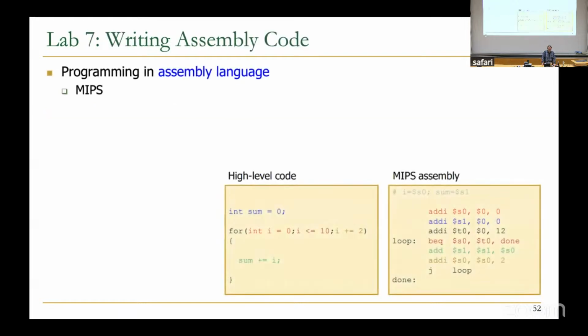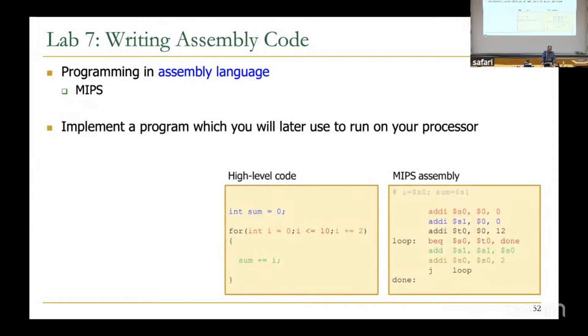In lab 7, we're gonna write assembly code for the microprocessor that we are looking at. We will use MIPS, and implement a program which you will later use to run on your processor, which sounds quite exciting, at least to me.